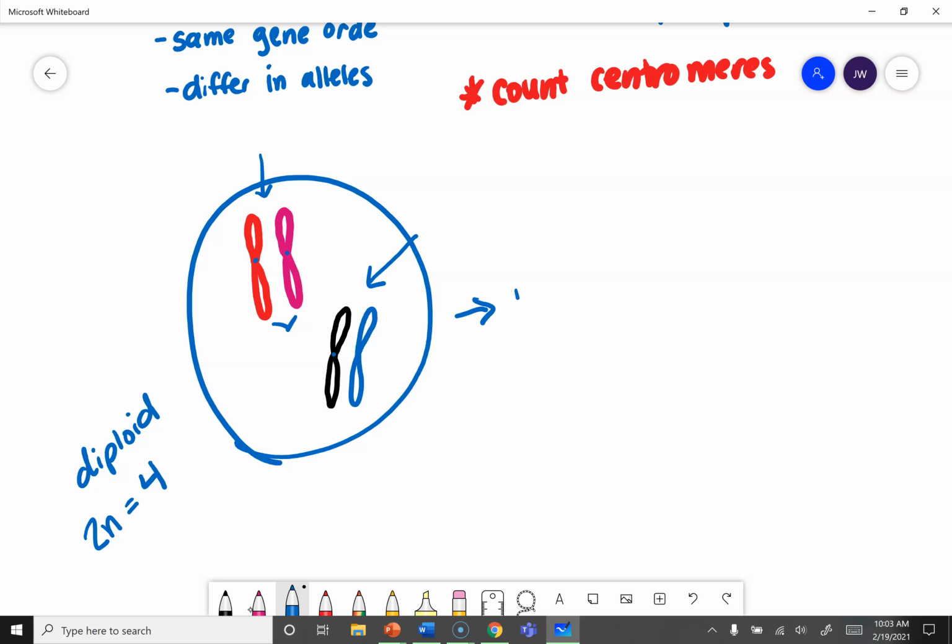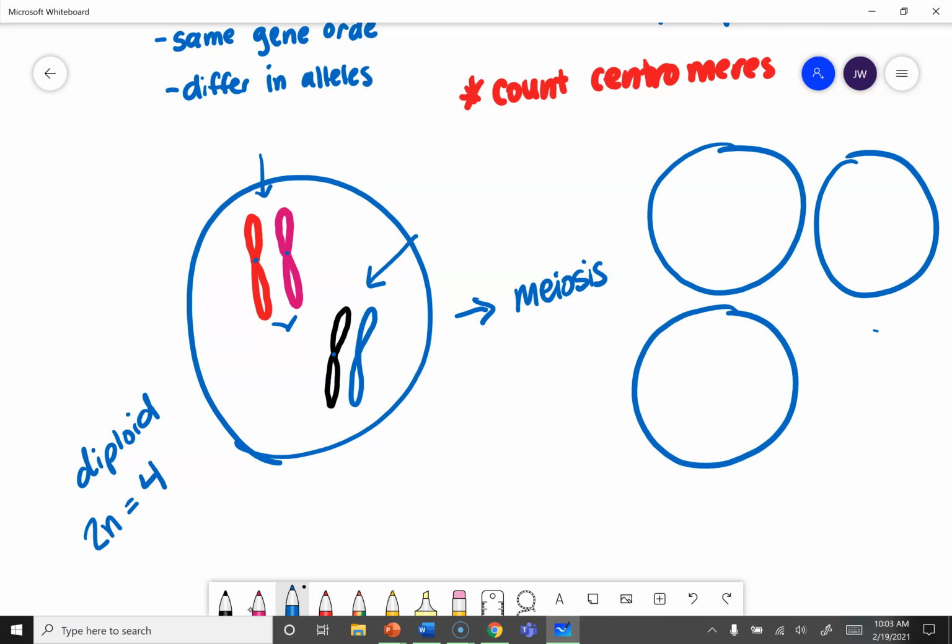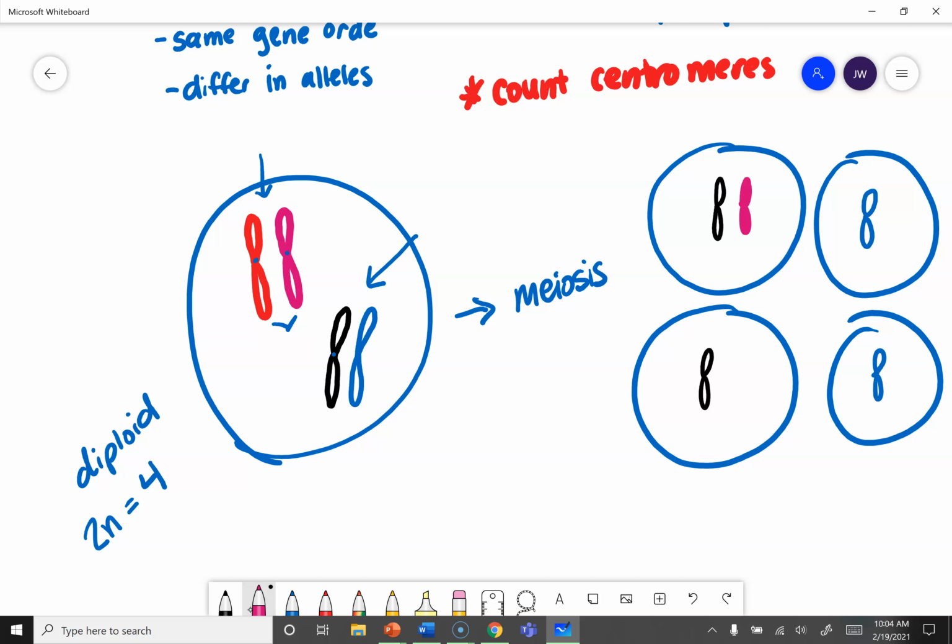Now let's say that we go through meiosis. We're going to end up with 4 cells, each of which have 1 copy of each type. So each of these cells have 1 copy, 1, 2. They are haploid, where their chromosome count is n equals 2.